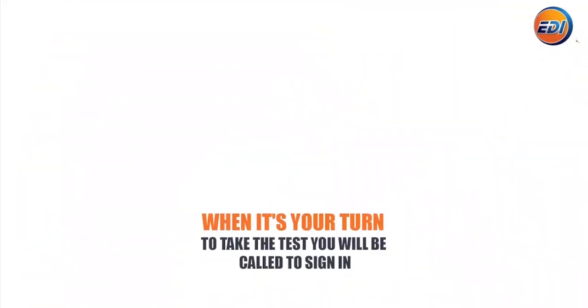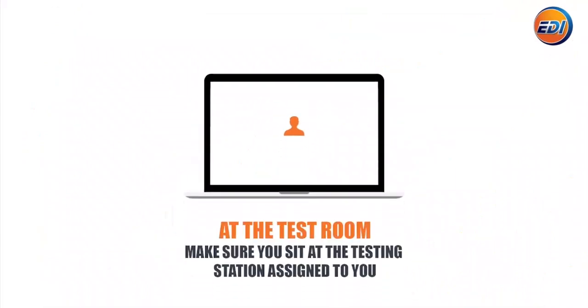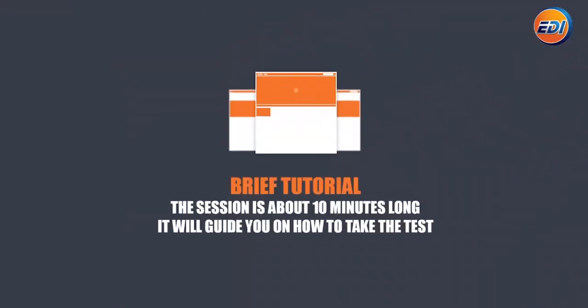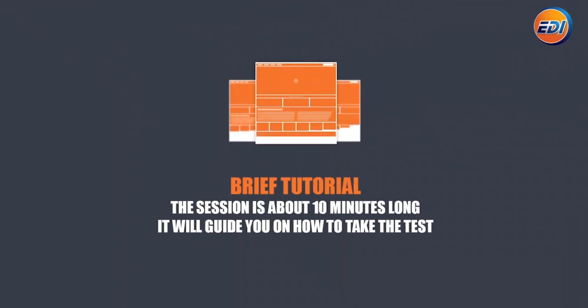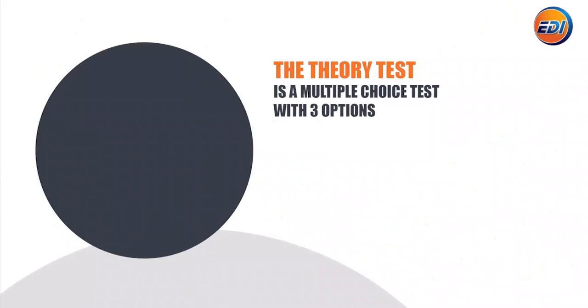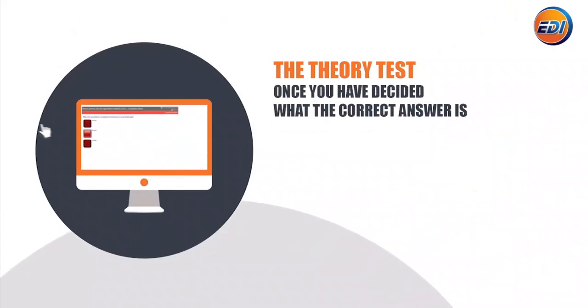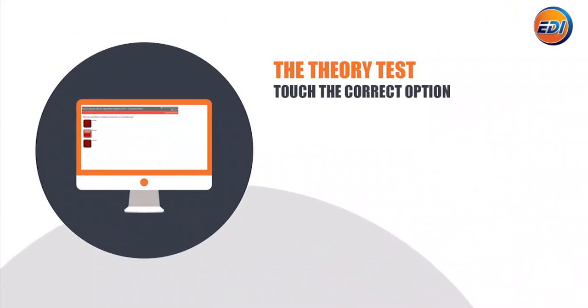When it's your turn to take the test, you will be called to sign in. At the test room, make sure you sit at the testing station assigned to you. Prior to your theory test, you will be given a brief tutorial. The session is about 10 minutes long. It will guide you on how to take the test. The theory test is a multiple choice test with 3 options. Once you have decided what the correct answer is, touch the correct option.